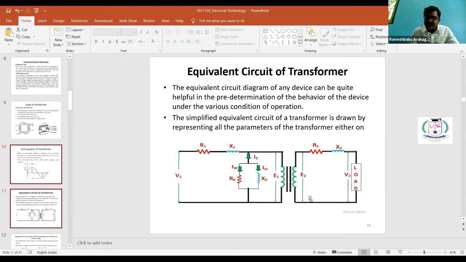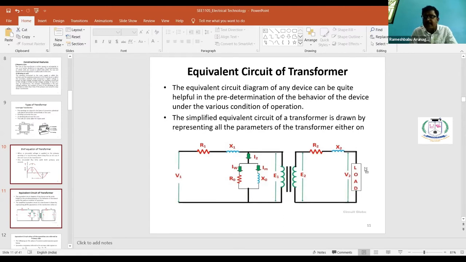Coming to the secondary side, you can see E2 is the secondary side voltage. This is also induced. This is a part of the flux which links with the secondary winding. This voltage E2 is the induced voltage. R2 is the secondary winding resistance, and X2 is the secondary winding reactance, and here a load will be connected.